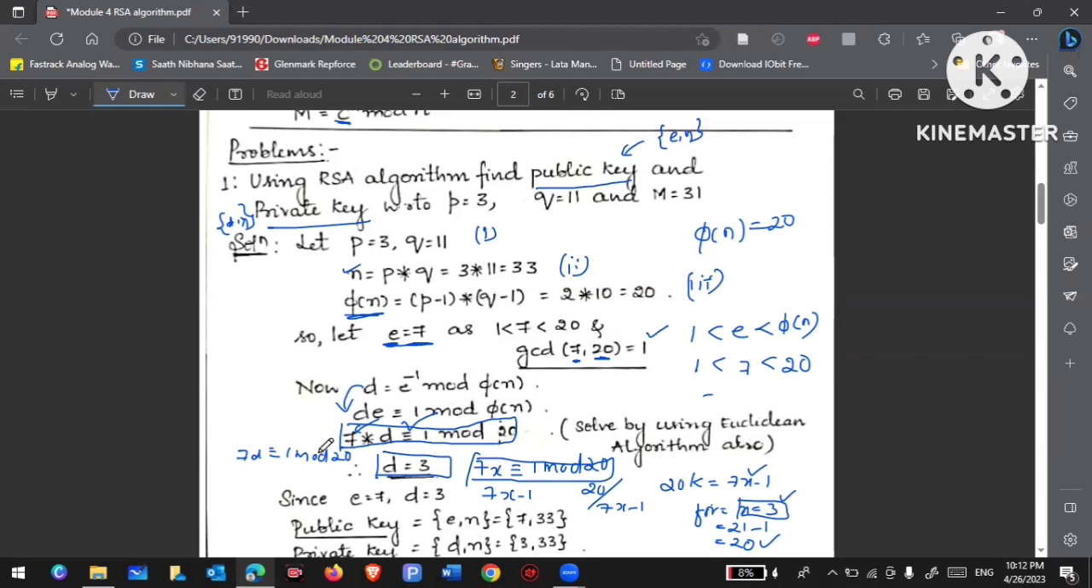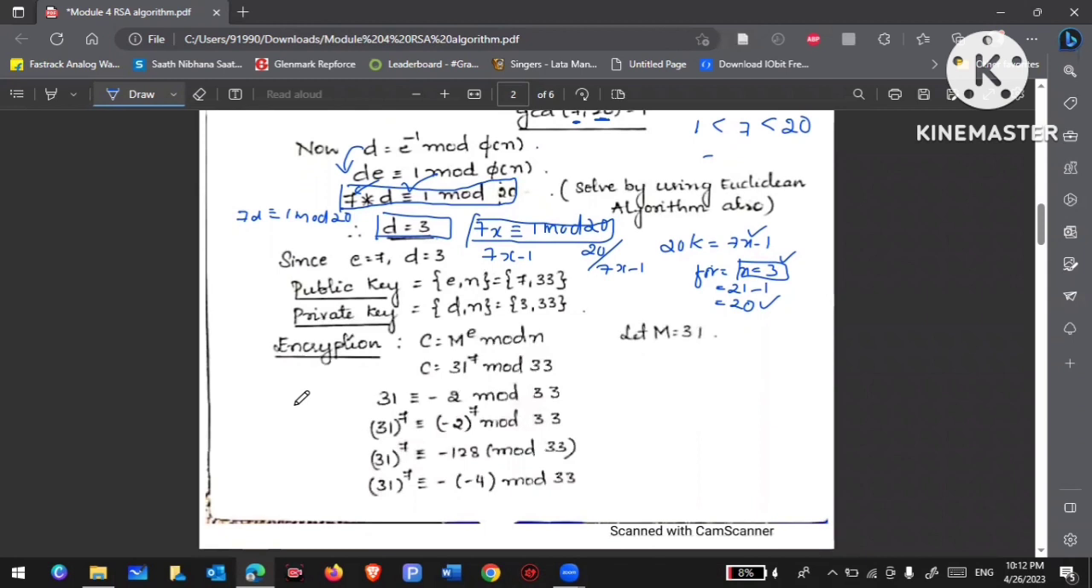Then we will find out public key and private key. For public key, we mention e comma n. E value we know, n value we know. E value is 7, n value is 33. Then find out private key d comma n. D is 3, n is 33. Then find out encryption. Encryption we will find out by c is equal to m power e mod n. All values we know now. M value, capital M, they have given us 31. E value is 7. Mod n value is 33.